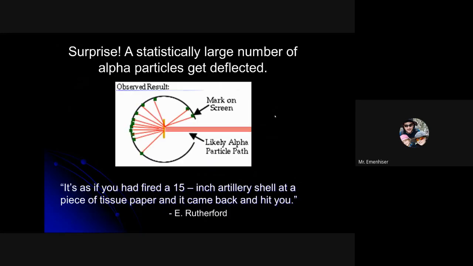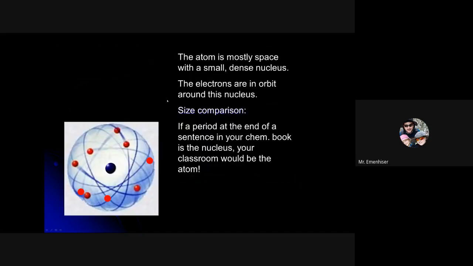And so he said, surprise, a statistically large number of the particles get deflected, and they bounced back. So this is as if you had fired a 15-inch artillery shell at a piece of tissue paper, and it came back and hit you. So this blew him away, this discovery. And so he discovered the nucleus, and he discovered the proton. Okay? His model of the atom is called the Rutherford model, or the nuclear model, because it has a nucleus.